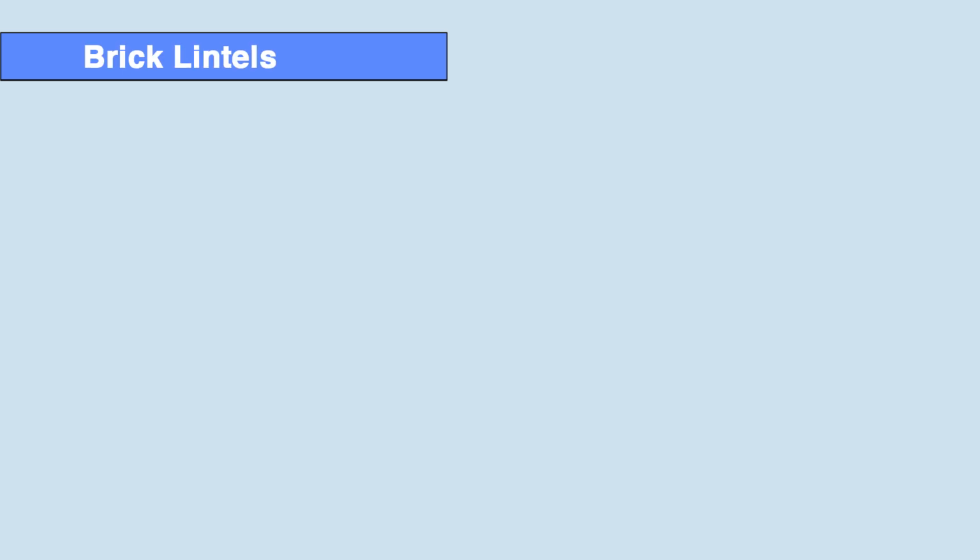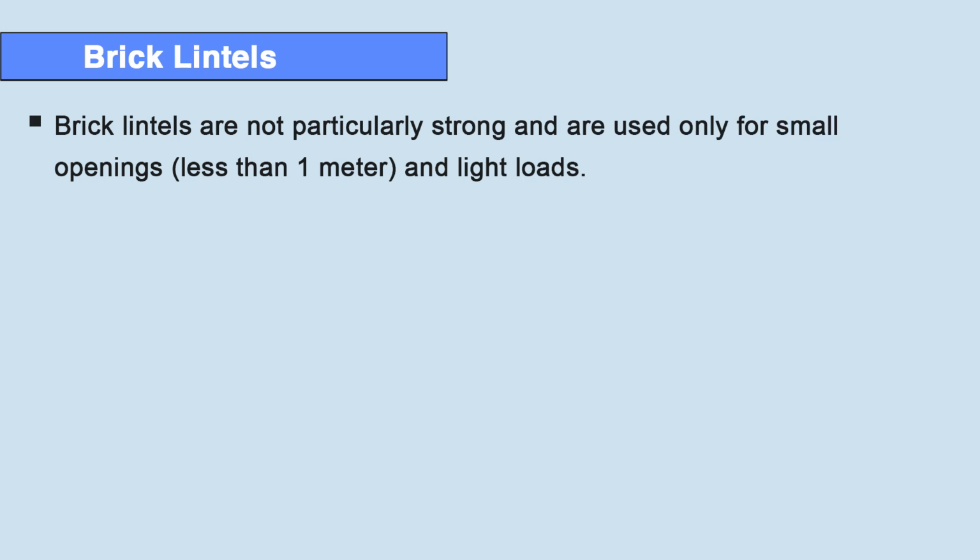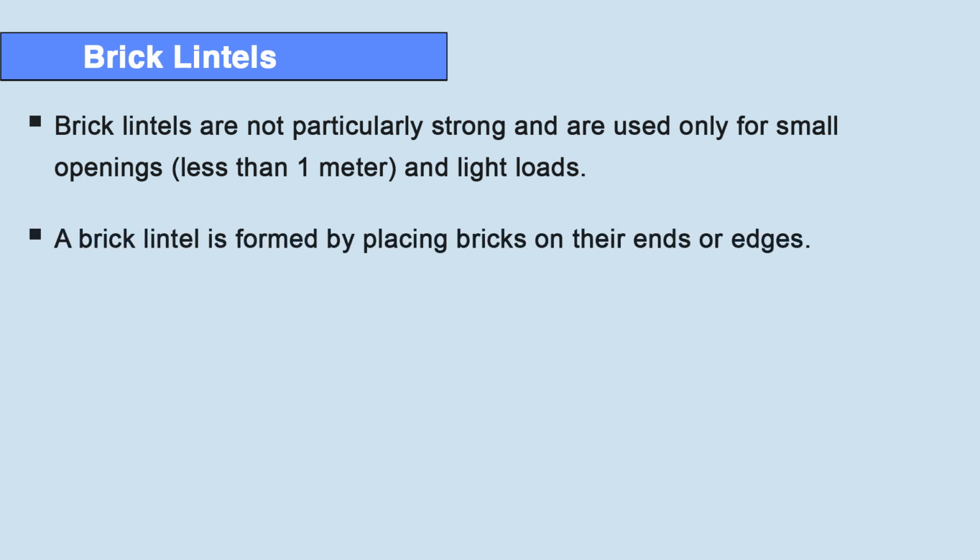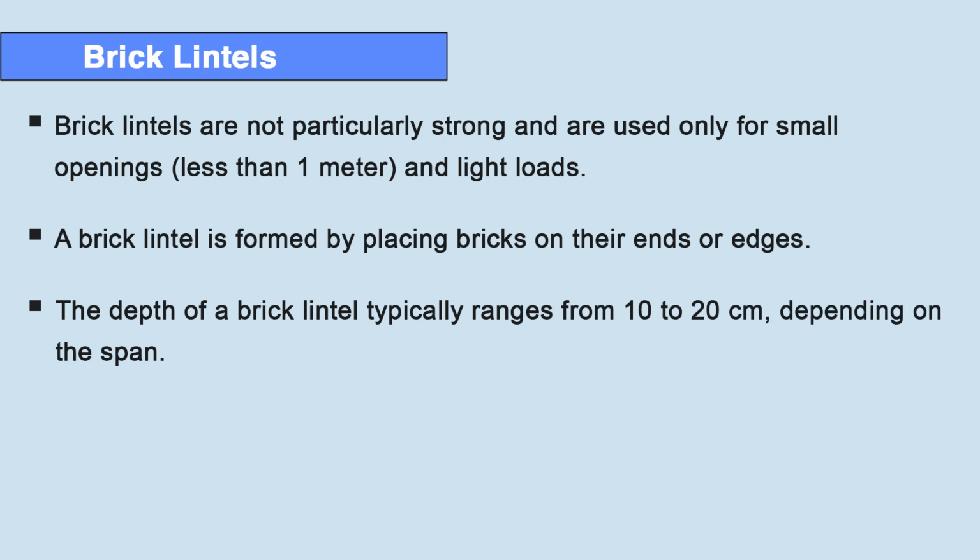Now we will discuss brick lintels. Brick lintels are not particularly strong and are used only for small openings. What we understand by small opening is that if the opening span is less than 1 meter, then only we are supposed to use brick lintels. A brick lintel is formed by placing bricks on their ends or edges. The depth of a brick lintel typically ranges from 10 centimeters to 20 centimeters.